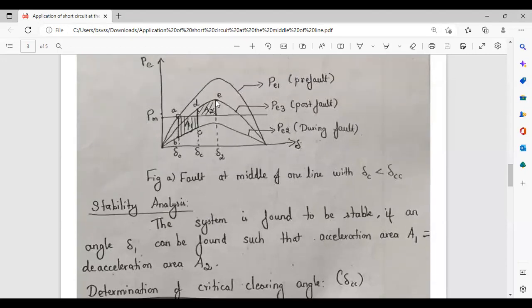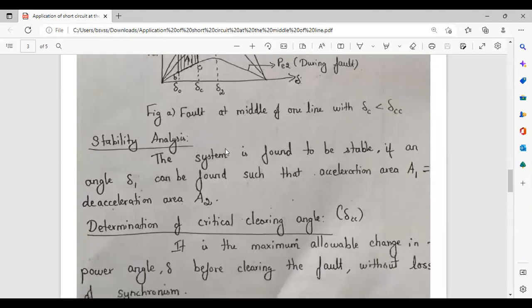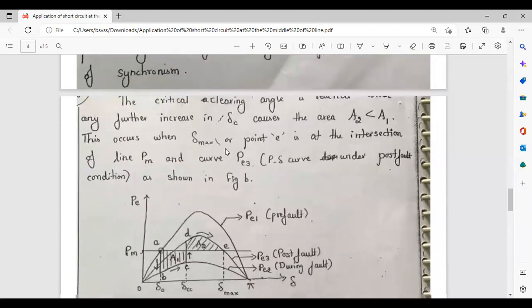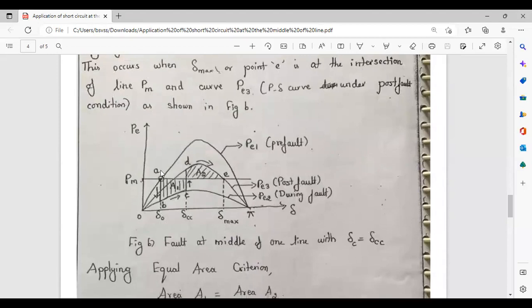And if the fault is not cleared at this point E, again what will happen? This rotor angle has to be moved from this delta 2 towards the maximum point. So again, this delta value will not be stable. It will be continuously oscillating. So again, this delta 2 will be shifting from delta 2 to delta CC, that is called the critical clearing angle. Here you can see the initial angle delta naught, and this is delta CC, and this is delta max.